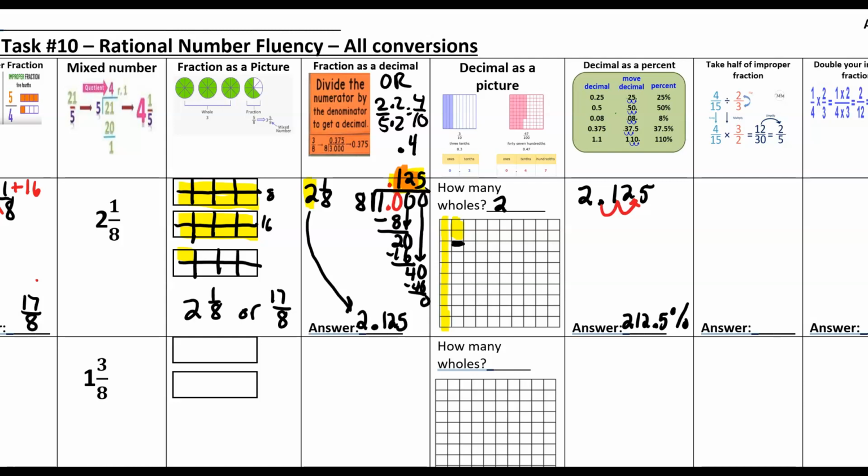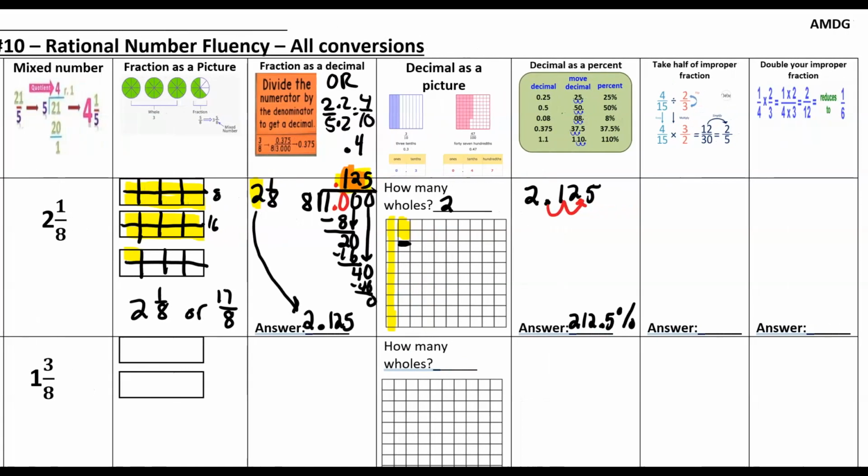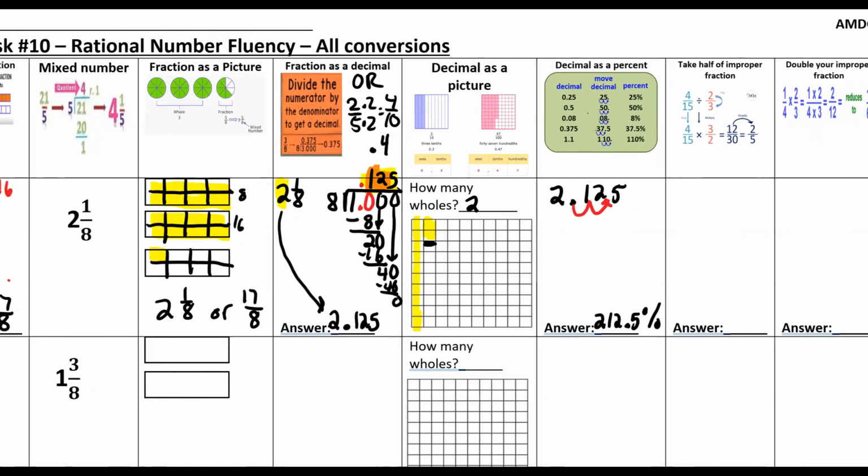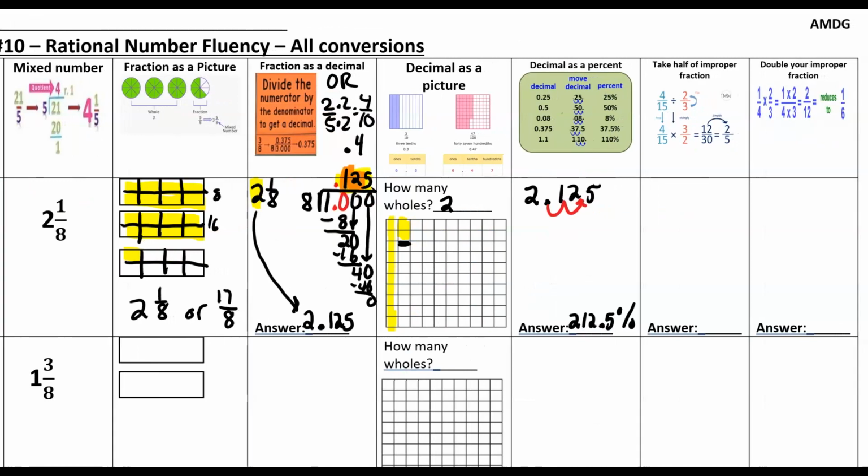That makes sense, remember, because I had 2 wholes, right? 100% is 1 whole. So my answer should be over 200%. Now we're taking half and doubling your fraction. Remember, we're going to use that improper fraction. So take half, just recall from yesterday, is divide by 2 over 1. Double, as you recall from yesterday, is times 2 over 1. So we have 17 over 8 divided by 2 over 1. Recall, when we divide fractions, we flip the second fraction and we change it to multiplication. So now we have 17 over 8 times 1/2. We multiply straight across, we get 17 over 16.